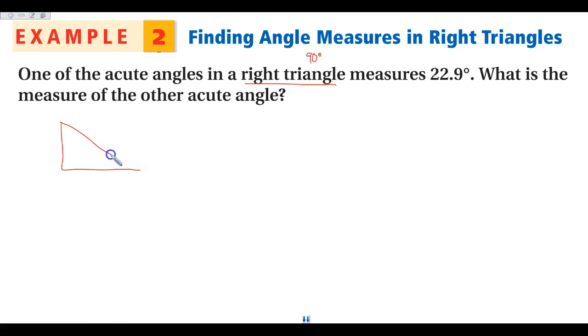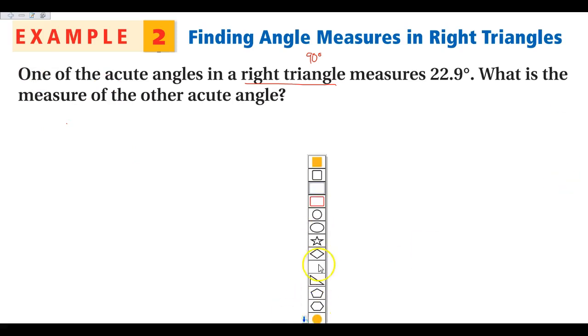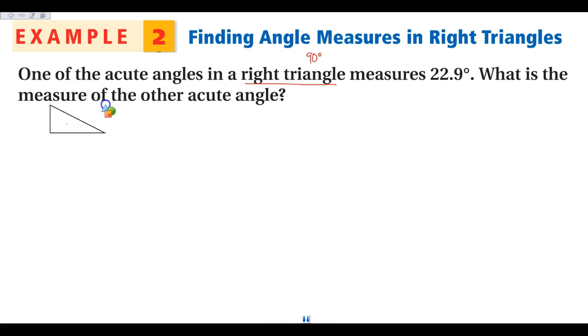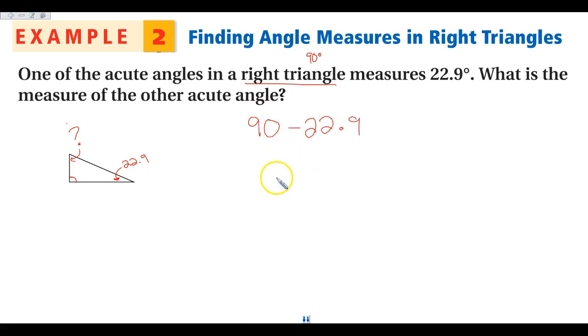So basically, if I sketch this right triangle, one angle here is going to be 90 degrees, and the other angle is going to be 22.9, and I'm looking for this angle. But remember, the corollary we just did says that those two angles are going to be complementary, so they will add to 90 degrees. So all I have to do is take 90, and from that subtract 22.9. And that is going to give me 67.1 degrees.